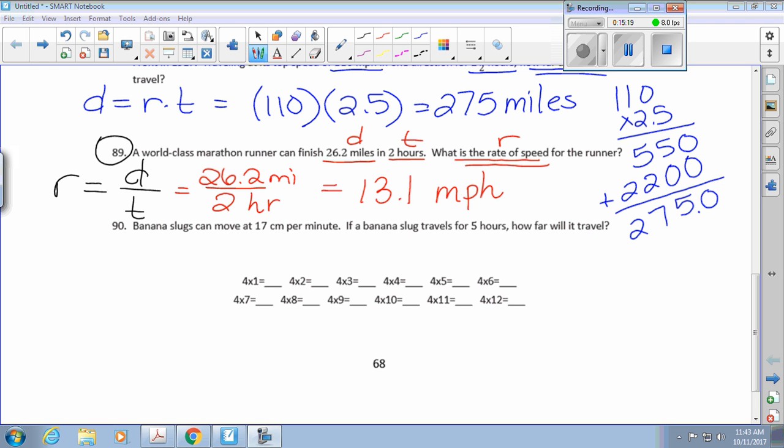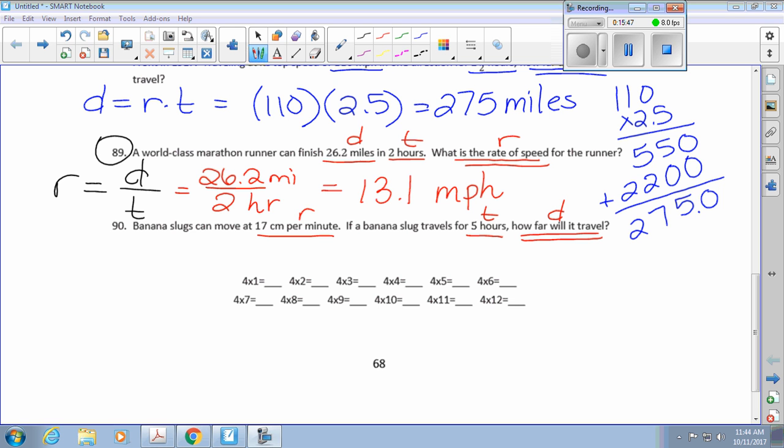Okay. Number 90 has an interesting twist. It says banana slugs can move at 17 centimeters per minute. All right, let's underline that. 17 centimeters per minute would be our what? Rate. Our rate. So we're going to label that R. And it says if a banana slug travels for 5 hours, hours would be our time. How far will it travel, which would be our distance.